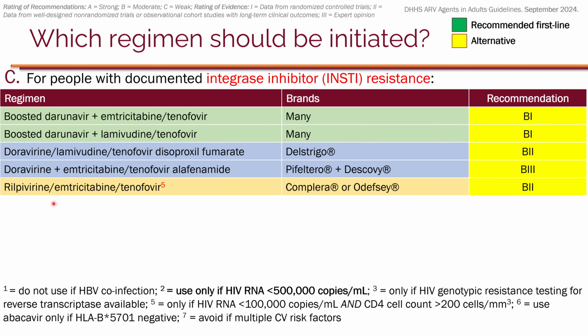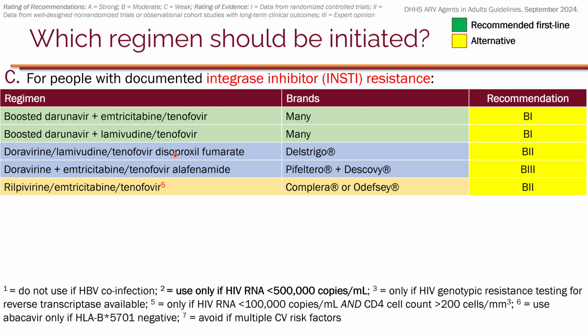Now, the third group of people to consider is, what if the results of the resistance testing come back and the patient actually has an integrase inhibitor resistance. So for these patients, we have, as mentioned, boosted darunavir regimens that we can consider. Now, this obviously comes with a lot of drug-drug interactions. So if drug-drug interactions are prohibiting the patient from being on these regimens, other options are doravirine-based regimens. So we have a single tablet regimen, Delstrigo, which has doravirine, lamivudine, and TDF in it.